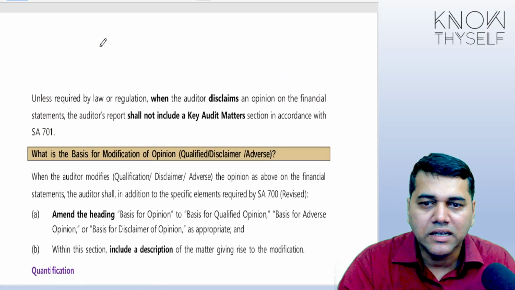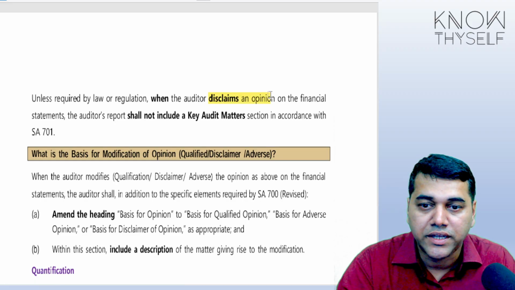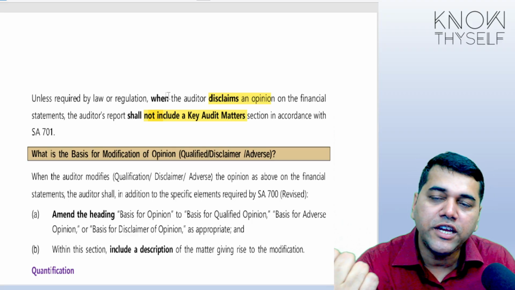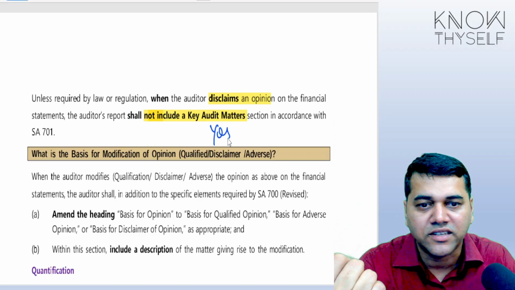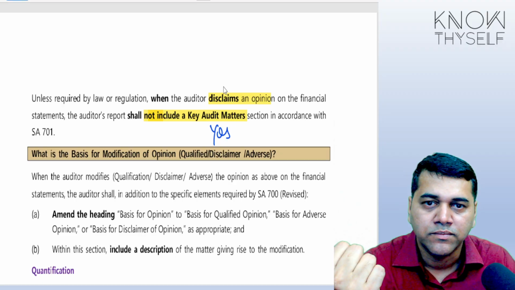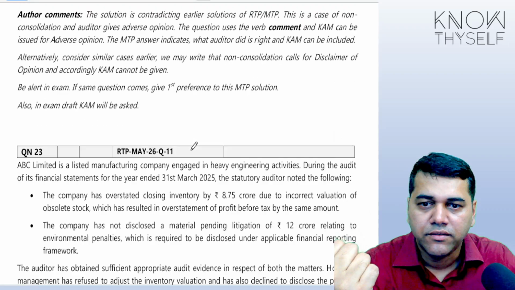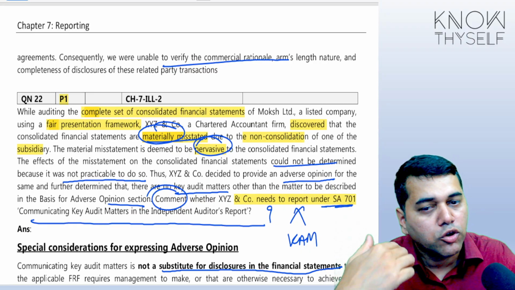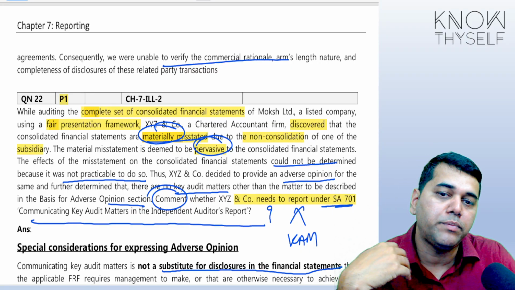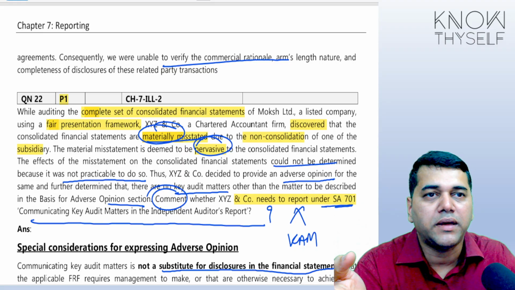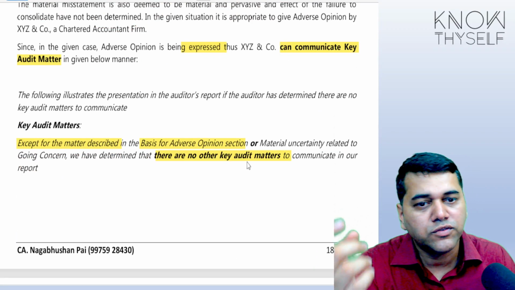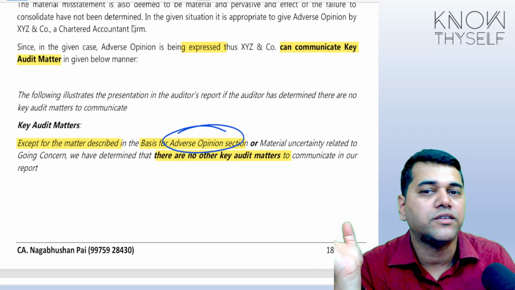Yes. Now, unless required by law or regulation, when an auditor disclaims an opinion, he shall not include key audit matters. That means, can he include key audit matters when he is giving an adverse opinion? Answer is yes. One of the Q&A we have already seen, that particular Q&A. The key audit matter can be there when your adverse or qualified opinion is there, but you are not going to explain it. If you feel you have to bring it to the notice of the investors that you have put in more effort, you can refer that this is one of the, what I have quoted in the adverse section itself, is the key audit matter.